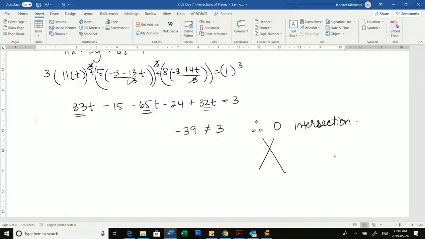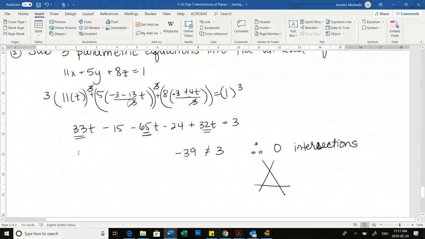Okay, so we have this scenario where the planes intersect at 3 different lines. All the planes intersect at 3 different lines. Do you have to solve for each line? No, I'm not going to make you do that.